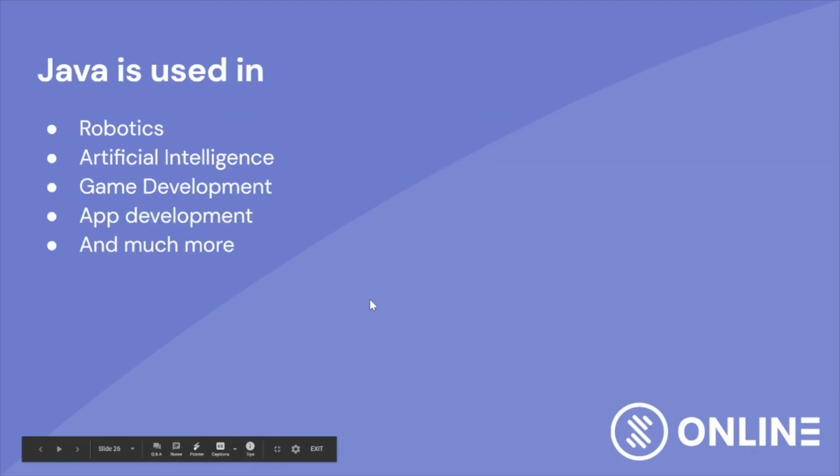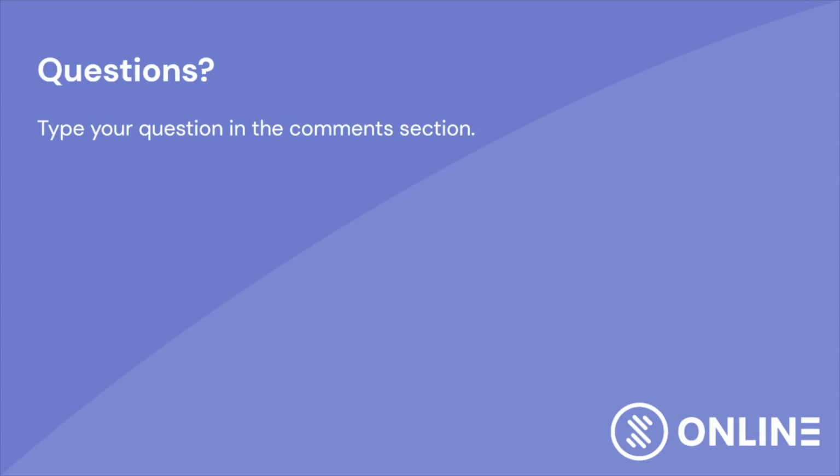So those are some of the basics of Java. Java is used in robotics, artificial intelligence, game development, app development, and so much more. It's really a useful programming language, and I hope to make another stream which we go more into depth with inputs and arrays and all sorts of things. So if anyone has any questions, please ask them.